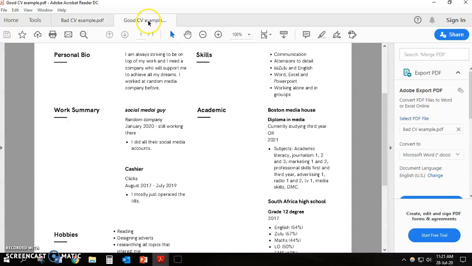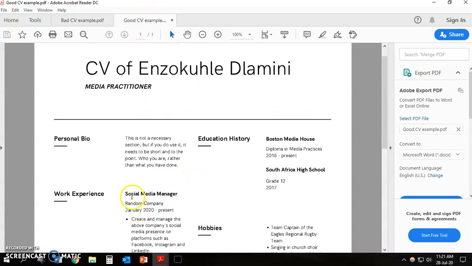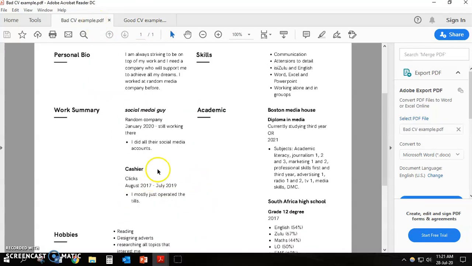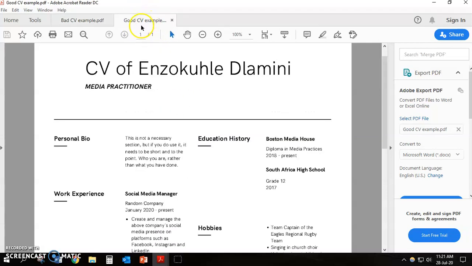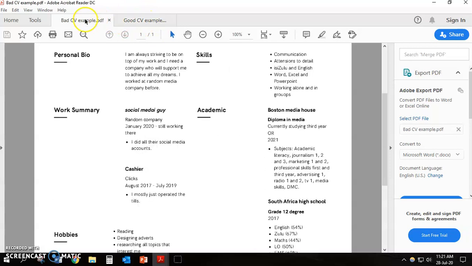So here in the first CV, the title of this job was social media manager. This one, he's got social media guy. Okay, so it wasn't a formal job. You haven't capitalized and you've spelled media wrong. And you were the media guy. Okay. Random company with the C small, needs to be capitalized. And January 2022, still working there. Okay, thank you for that information. Remember here we did it 2020 to present, or current is fine.